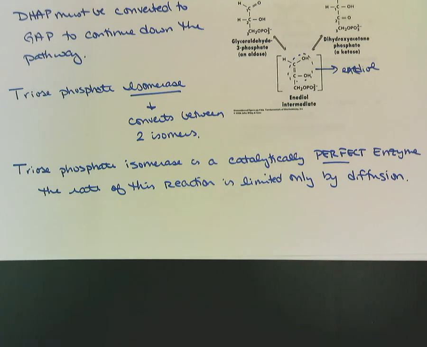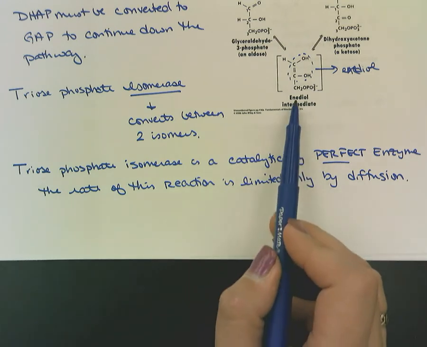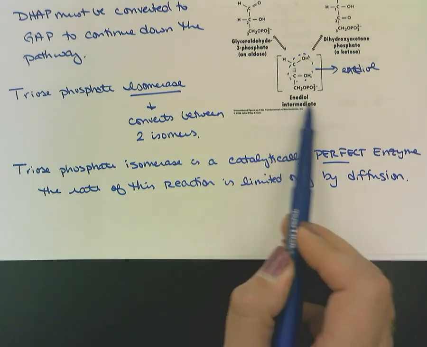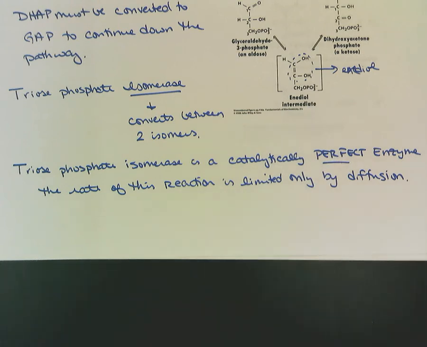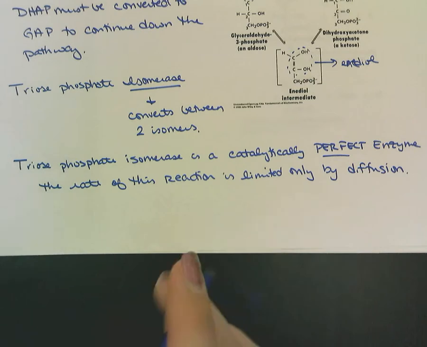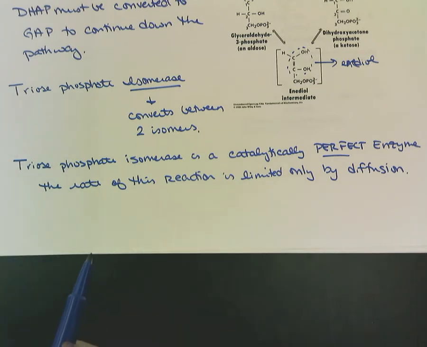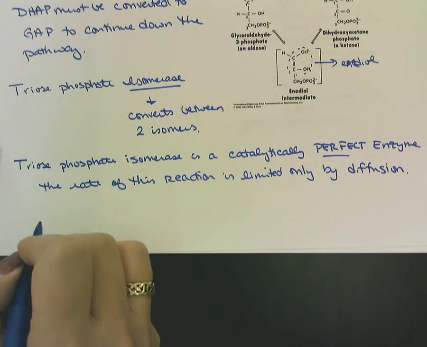Question? What is it next to the intermediate? The same word here, ENE, diol. So the rate of this reaction is limited only by diffusion, how fast that DHAP can actually enter the active site by floating along, how fast it takes to float and convert over. Let's see what else is interesting about this enzyme.